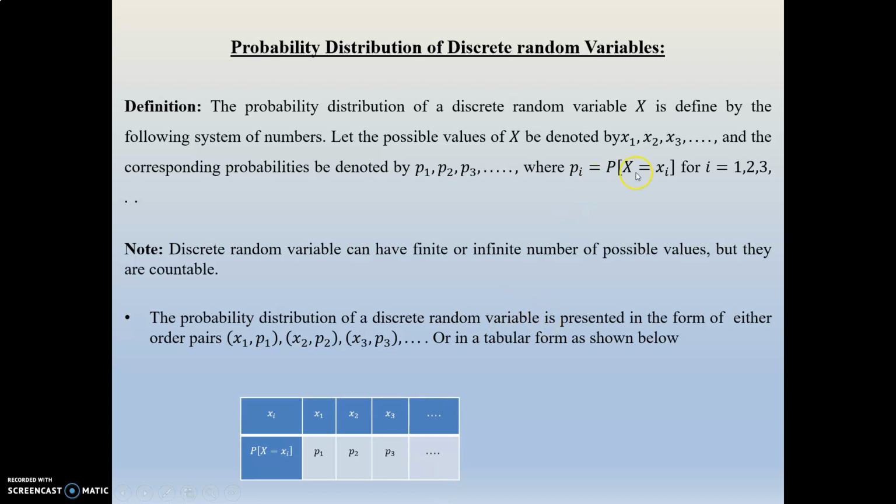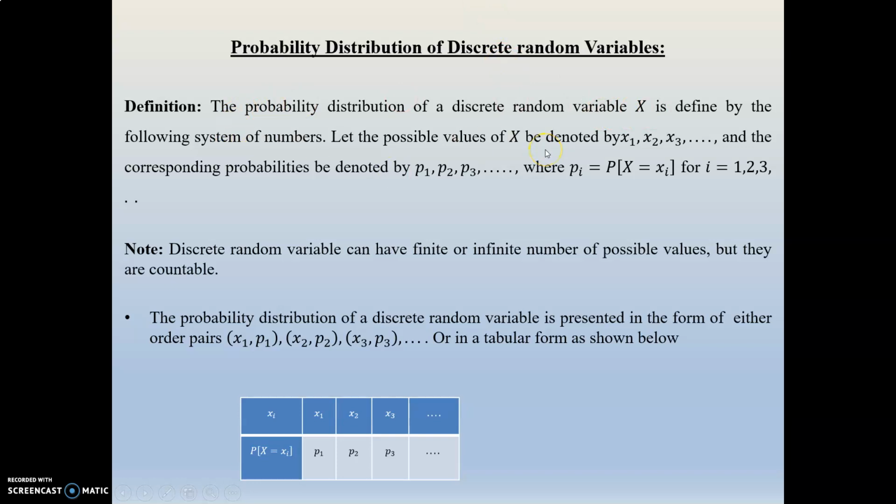Probability distribution of discrete random variables. Now, what is this probability distribution? We have a probability distribution of a discrete random variable as well as a probability distribution of a continuous random variable. The probability distribution of a discrete random variable: the random variable we will consider as X, and it is defined in the following manner.